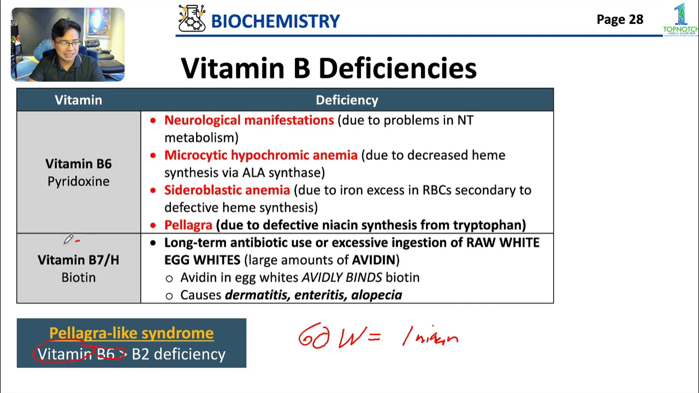Lastly, we have vitamin B7 or H or biotin, and it can cause dermatitis, enteritis, and alopecia if you take large amounts of antibiotics and ingest raw egg whites because of the amount of avidin. And take note that avidin in egg whites and in antibiotics can bind avidly to biotin in the intestinal lumen, causing impairment in biotin absorption in the digestive tract.